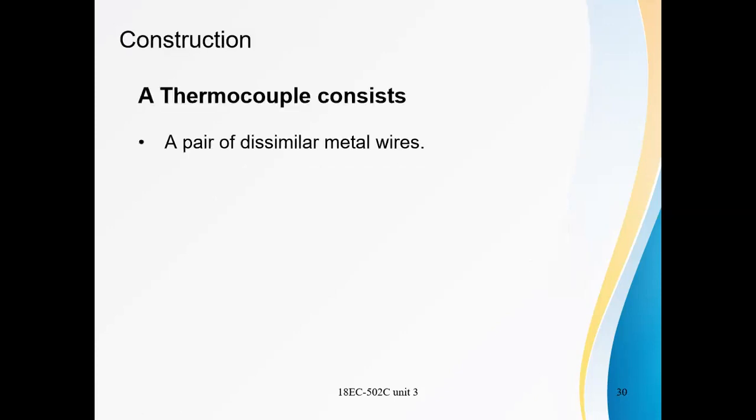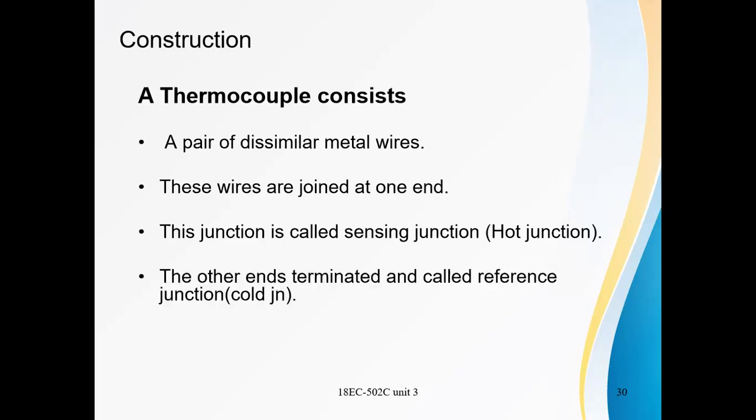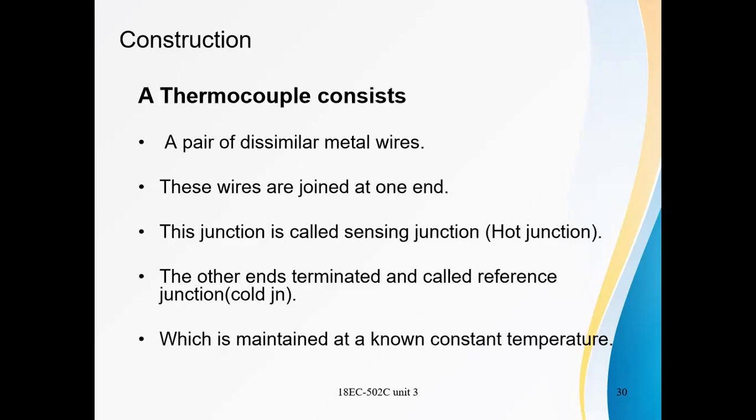A thermocouple consists of a pair of dissimilar metal wires. These wires are joined at one end, and that junction is called the sensing junction, or hot junction. The other ends are terminated and called the reference junction, or cold junction, which is maintained at a known constant temperature. A reference junction means there will be a known value at that junction.